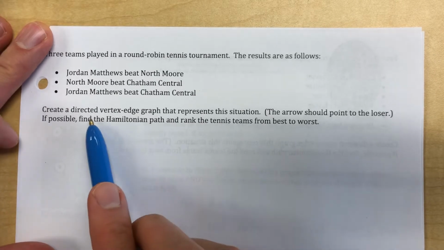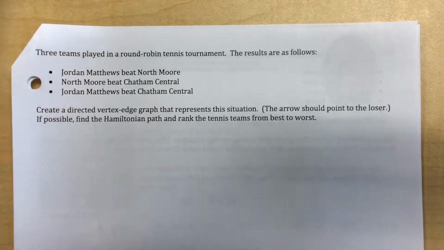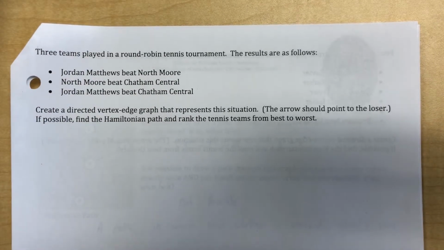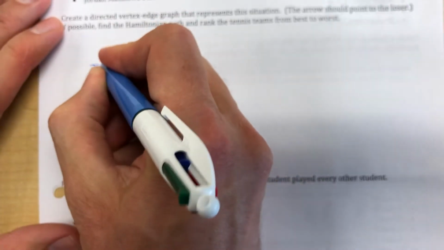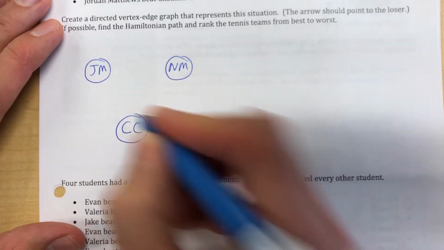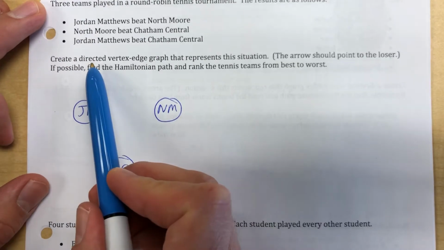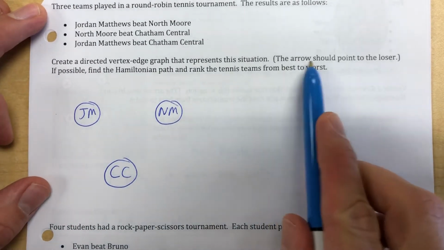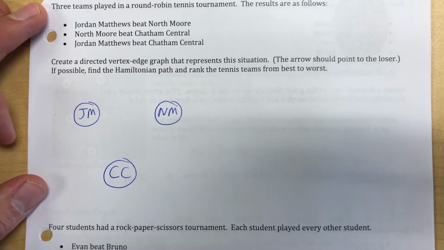We're going to create a directed vertex edge graph that represents the situation. The arrow should point to the loser. Let's just stop reading and jump right in. How many teams are there? 3. What are they? Jordan Matthews, Northmore, Chatham Central. Doesn't matter where you put them. And then we're going to create a directed graph. We better have arrows, and the arrow is going to point to the loser. So the one who lost is the one with the arrow pointing at them. I know that sounds like we're going to hurt somebody's feelings. Not the intent. Let's keep going.